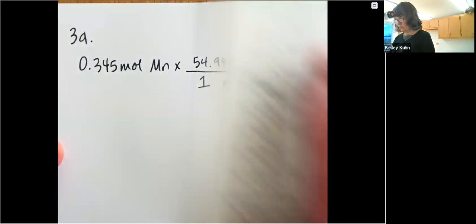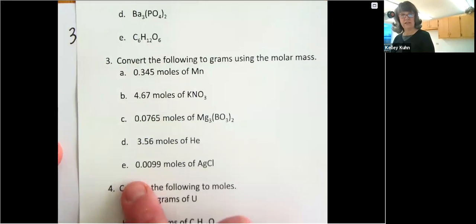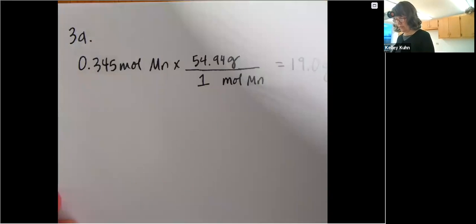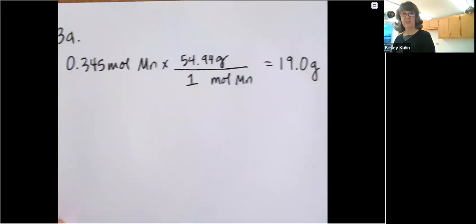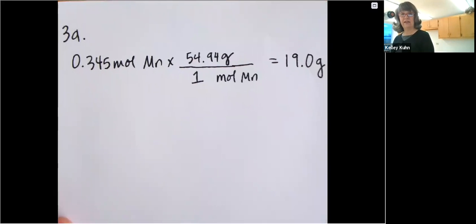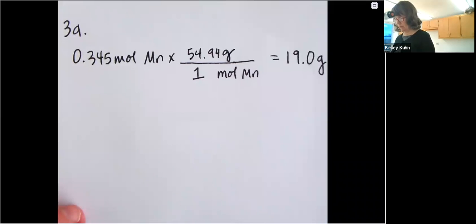So try the next few on section 3. Remember, it's going to look very much like this every time. So take a second and solve those. And then I'll show you how to do the last type of problem.